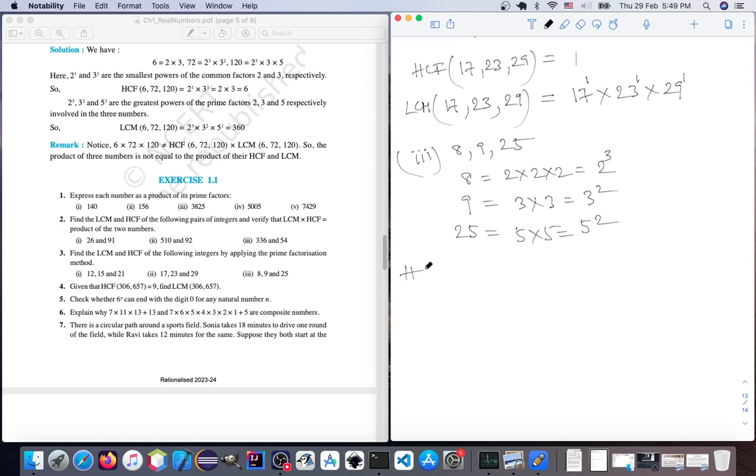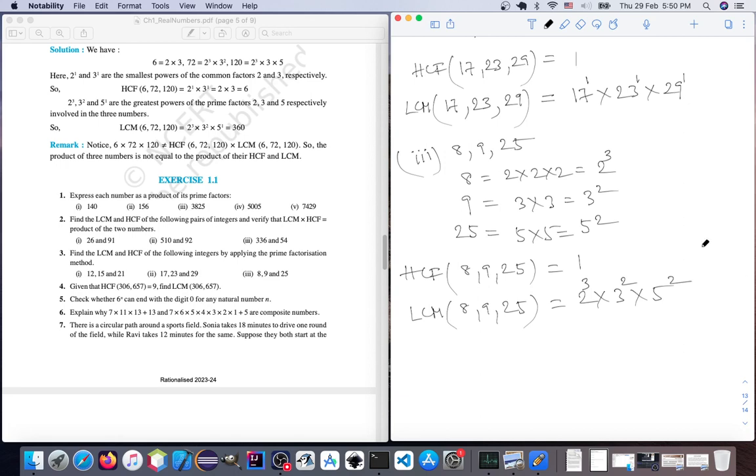So HCF of 8, 9 and 25, we first have to write the common factors, and there are no common factors, so HCF is 1. And LCM, we write down first all the prime factors, which are 2, 3 and 5, and for the powers we consider the highest powers. So quite obviously this will be 3, this will be 2 and this will be 2.